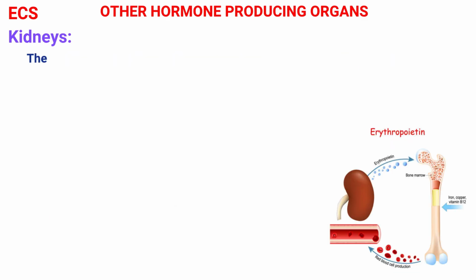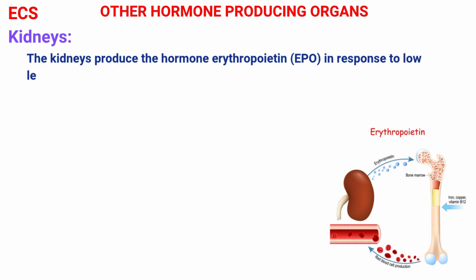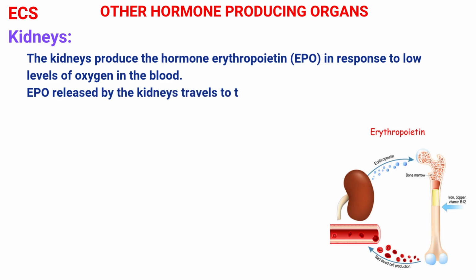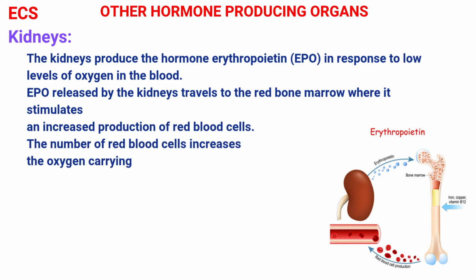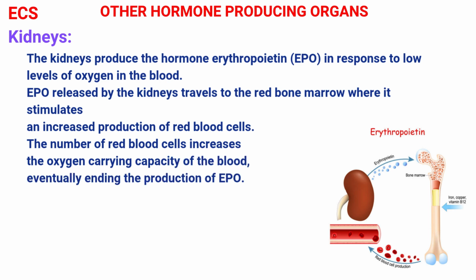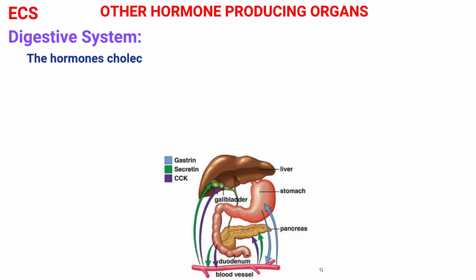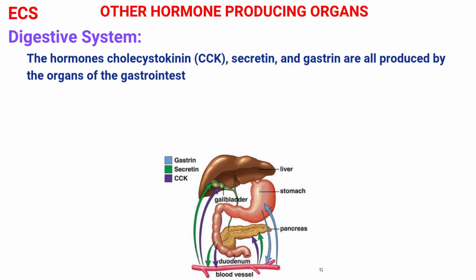by the kidneys. The kidneys produce the hormone erythropoietin in response to low levels of oxygen in the blood. Erythropoietin released by the kidneys travels to the red bone marrow, where it stimulates an increased production of red blood cells. The number of red blood cells increases the oxygen carrying capacity of the blood, eventually ending the production of erythropoietin. The hormones cholecystokinin, secretin, and gastrin are all produced by the organs of the gastrointestinal tract.